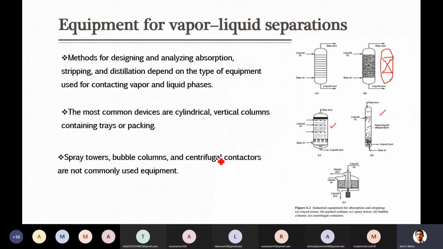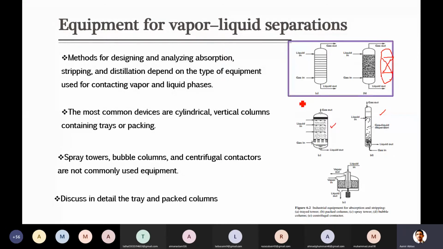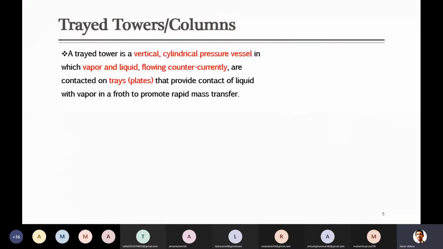The same is mentioned that these three, which are shown at the bottom, spray, bubble column, and centrifuge contactor, are not commonly used equipment. The first two are commonly used, which are called tray columns and packed columns. So let's talk about them in a bit more detail now. We will start with the first, tray towers.